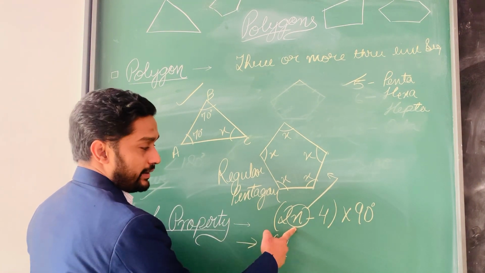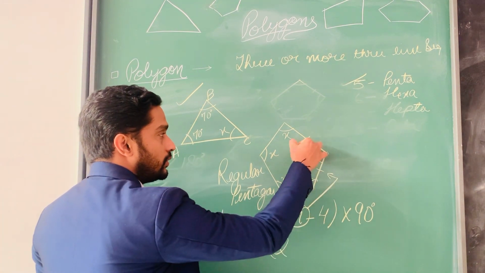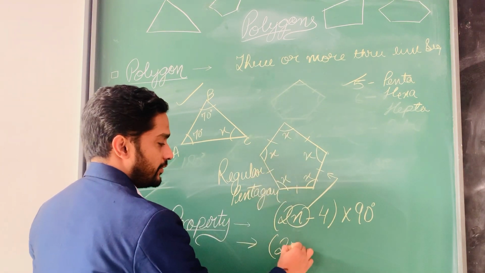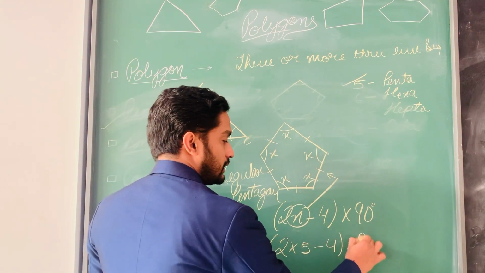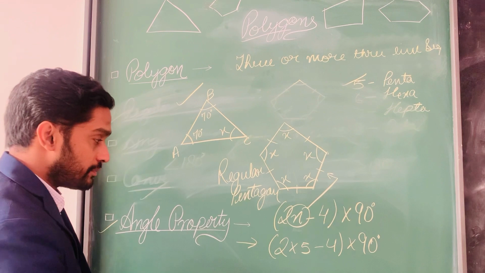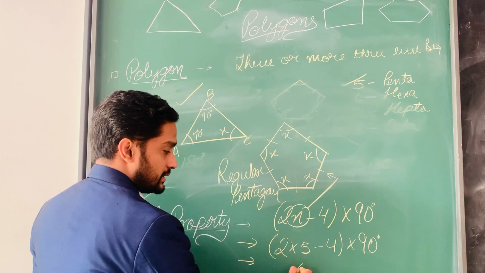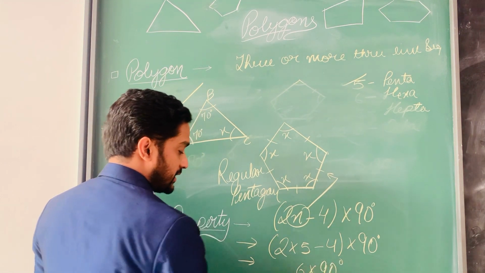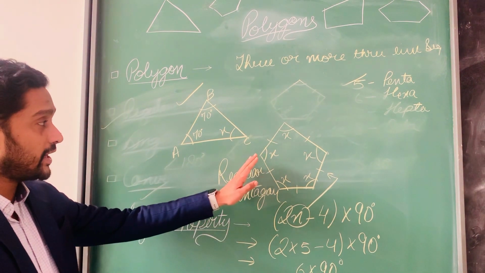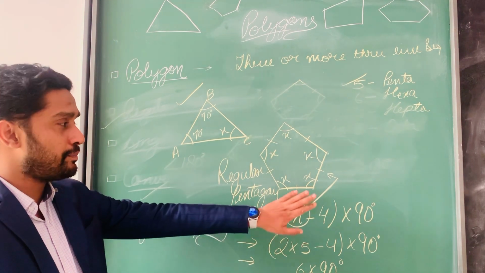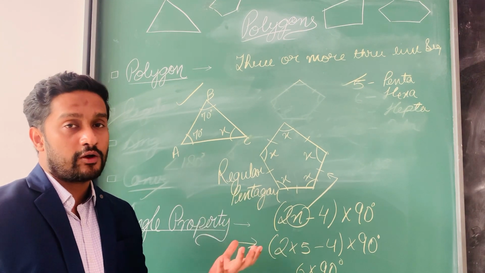Here n represents the number of sides in a polygon. The number of sides is 1, 2, 3, 4 and 5. So (2 into 5 minus 4) into 90. According to the BODMAS rule, we solve the bracket first. 2 fives are 10, 10 minus 4 is 6, 6 into 90 degrees, and you will get 540 degrees. So the sum of all angles of a pentagon is 540 degrees. Just by putting the number of sides of a polygon in this formula, you will know the sum of all angles of a polygon.